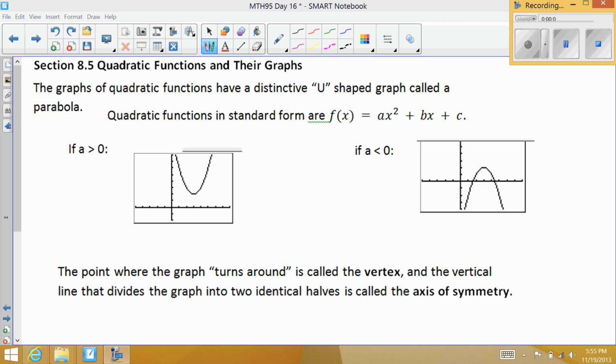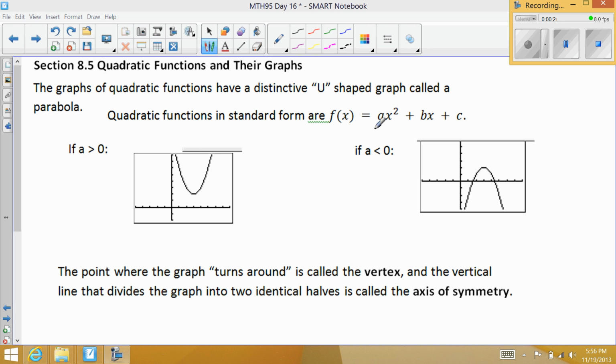When we graph a quadratic function, we get a distinctive U-shaped graph called a parabola. If a quadratic function is in standard form, that's ax squared plus bx plus c equal to f of x this time rather than equal to 0. We can plug in points for x, plot points, and graph, and what we're going to see are one of these two general shapes. And you may remember this.